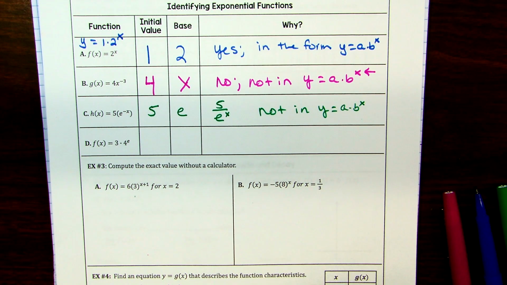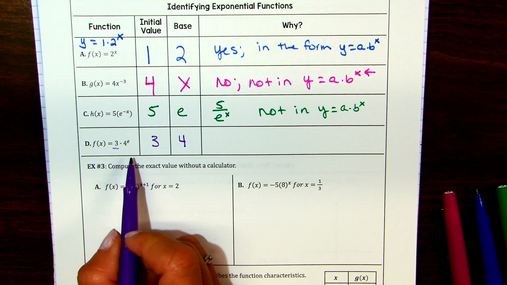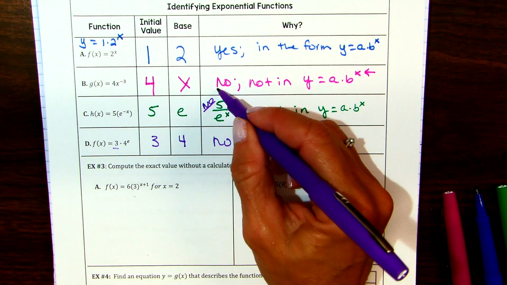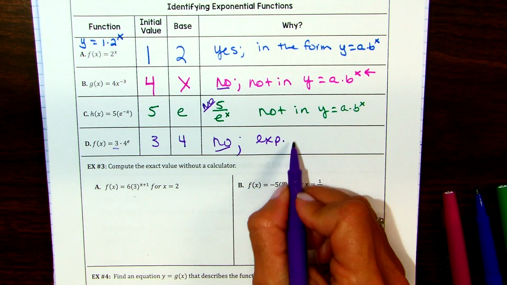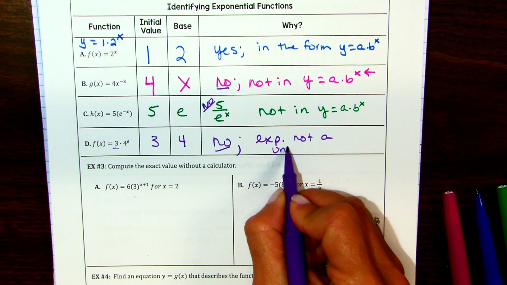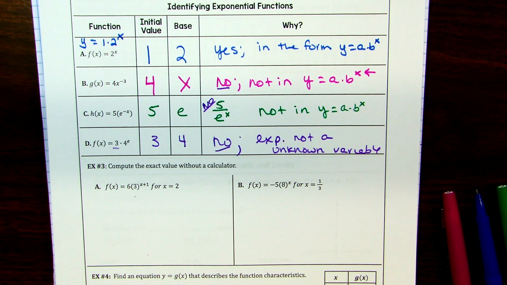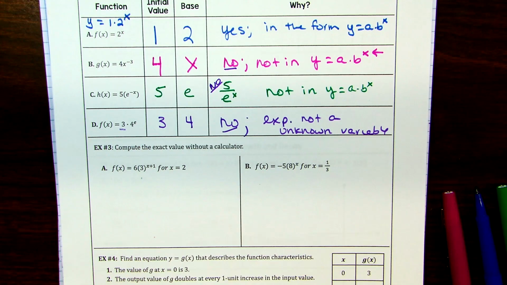Okay, last one of these, initial value would be 3, base would be 4. Yes or no? No. Should have said no here. Again, the exponent is not an unknown variable, is a way of saying it, right? It's confusing because remember, we can see lots of different letters there. We've been seeing an N there for the last few days. It could be an X like it is today. It could be lots of letters. It won't be E. E is special, reserved for that 2.71 number. Okay? Good?